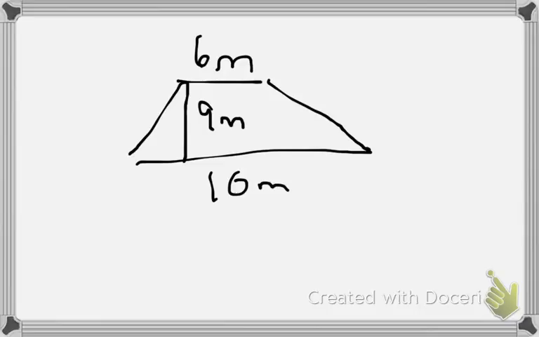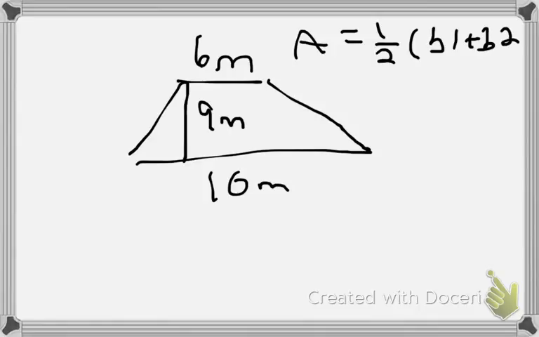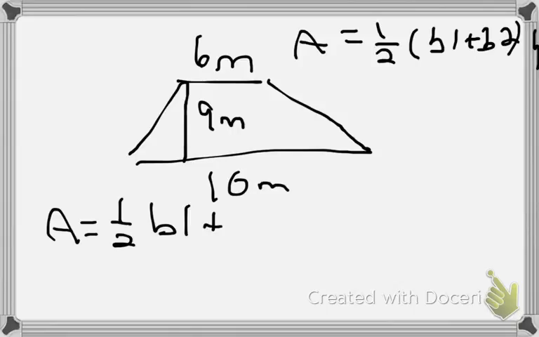When looking at this trapezoid, I know that my formula for the area of a trapezoid is A equals 1/2 in parentheses B1 plus B2. Looks like I'm going to run out of room. So you can see it's a little squished up, so let's find a different way. We're going to put it down here. Area is equal to 1/2 base 1 plus base 2, in parentheses, times height.